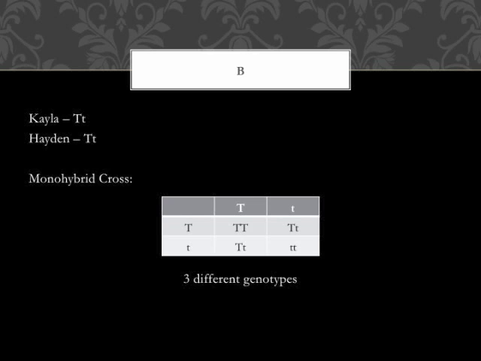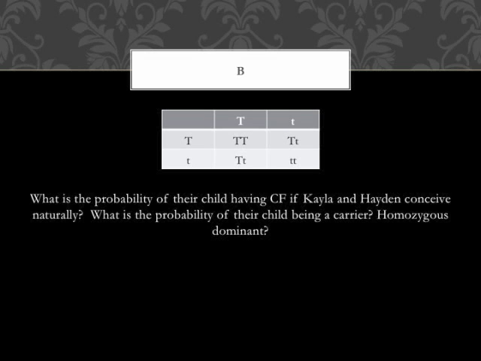So since we know Kayla and Hayden are carriers, their genotypes are capital T, lowercase t, or heterozygous. With this information, we can perform another monohybrid cross, resulting in the 3 different genotypes shown. Now, thinking back to the question, we have to consider the different genotypes in the Punnett square. As you can see, there's a 25% chance of homozygous recessive. This means there's a 25% chance the child will have cystic fibrosis. There's a 50% chance of being heterozygous, meaning there's a 50% chance the child is a carrier, and that leaves a 25% chance that the child will be homozygous dominant.